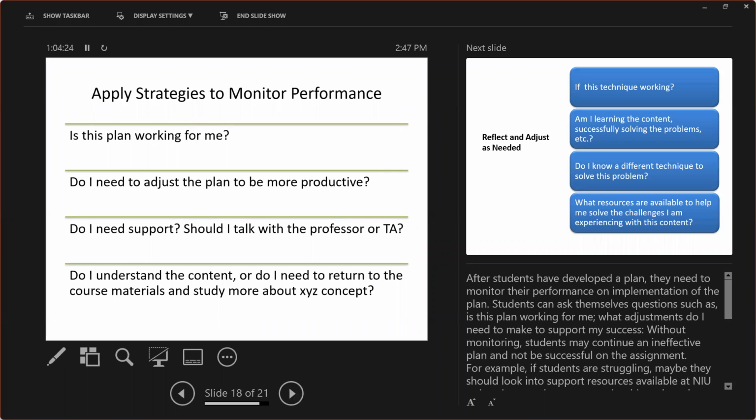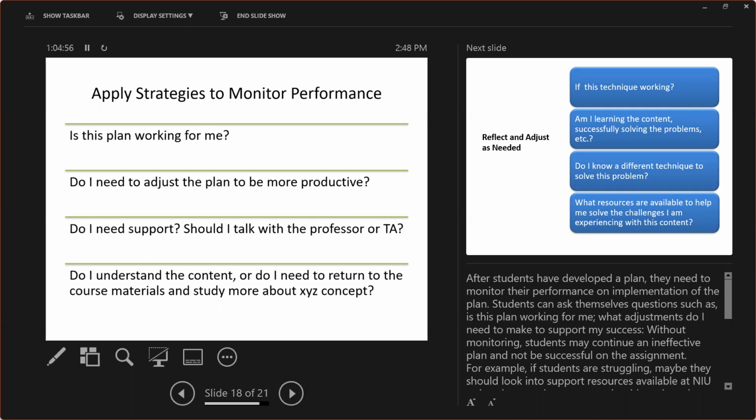And another aspect of the self-directed learning cycle is monitoring performance. And that's not always a natural thing for students to do either. So if you think about it, they assess the task, they identify their strengths and weaknesses, they're going to develop a plan, and now they need to monitor their performance.